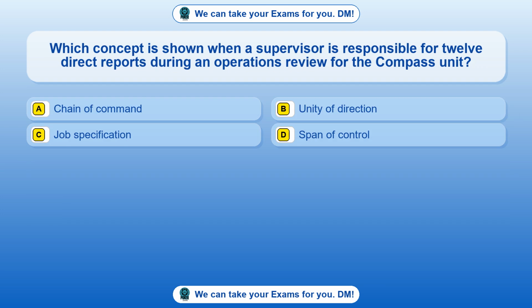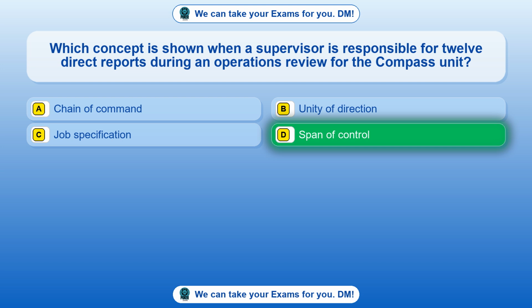Question 85. Which concept is shown when a supervisor is responsible for 12 direct reports during an operations review for the Compass unit? Option A, chain of command. Option B, unity of direction. Option C, job specification. Option D, span of control. The correct answer is option D, span of control.